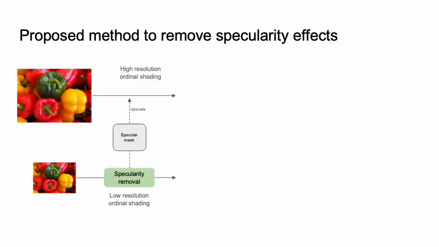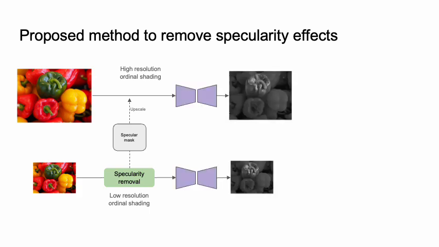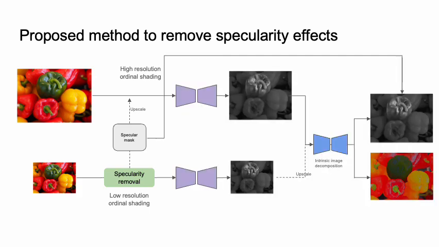I want to propose another method where, before doing the ordinal shading, I want to add a specularity removal part which can then give me a specular mask, which I can then apply to the higher resolution image, and then use all these three to produce a specular mask, a shading, and an albedo.